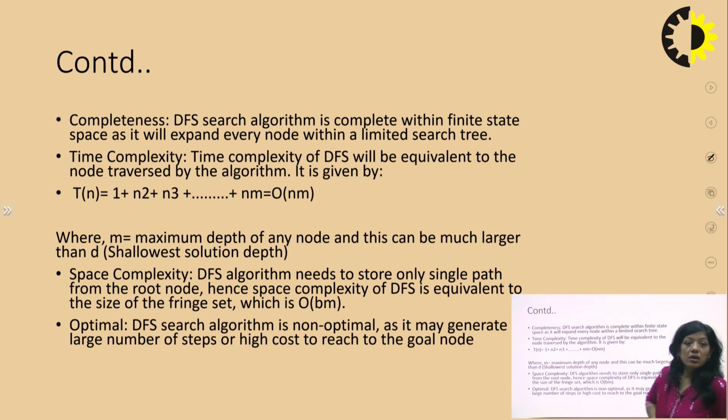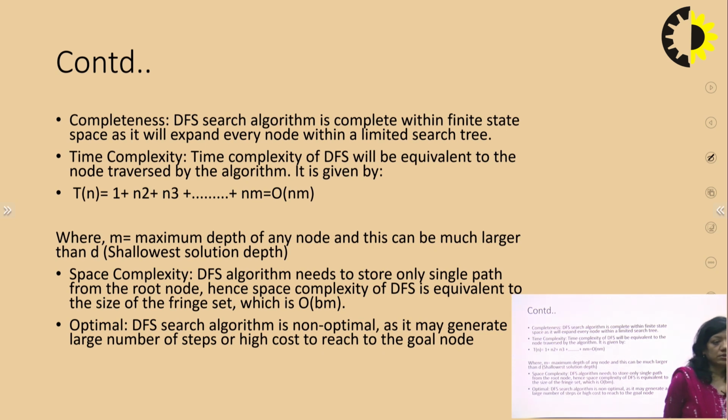Again, completeness: the DFS search algorithm is complete within a finite state space as it will expand every node within a limited search tree. Time complexity: the time complexity of DFS will be equivalent to the nodes traversed by the algorithm. So it is given by T(n) = 1 + n + n squared + n cubed + ... + n to the power m. So the total time complexity is O(n^m), where m is the maximum depth of any node, and this can be much larger than d.